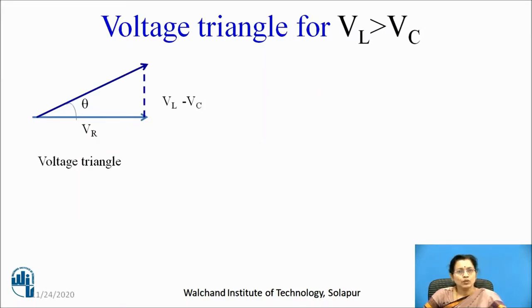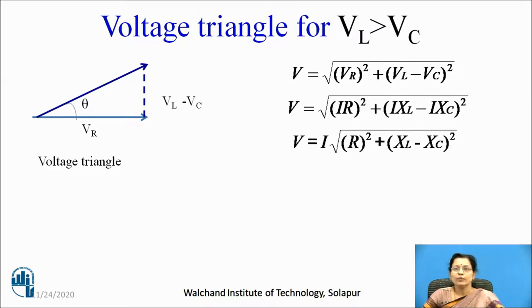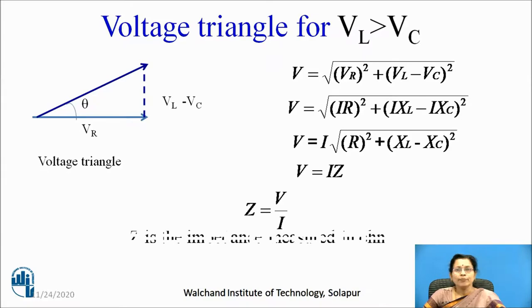From the voltage triangle we can calculate the voltage as V equal to under root Vr square plus (Vl minus Vc) square. By putting the values of Vr, Vl and Vc, we get the equation V equal to I under root R square plus (XL minus XC) square, and V equal to I into Z, where Z is the impedance, Z equal to under root R square plus (XL minus XC) square. So Z equal to V by I. Z is measured in ohms.